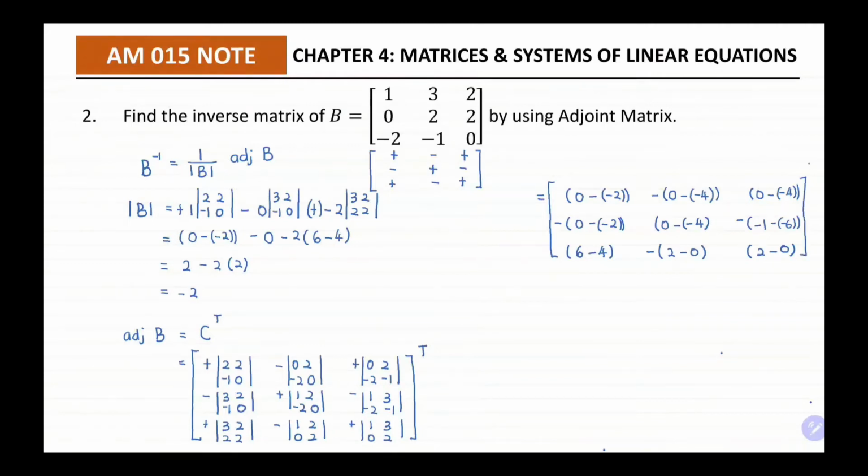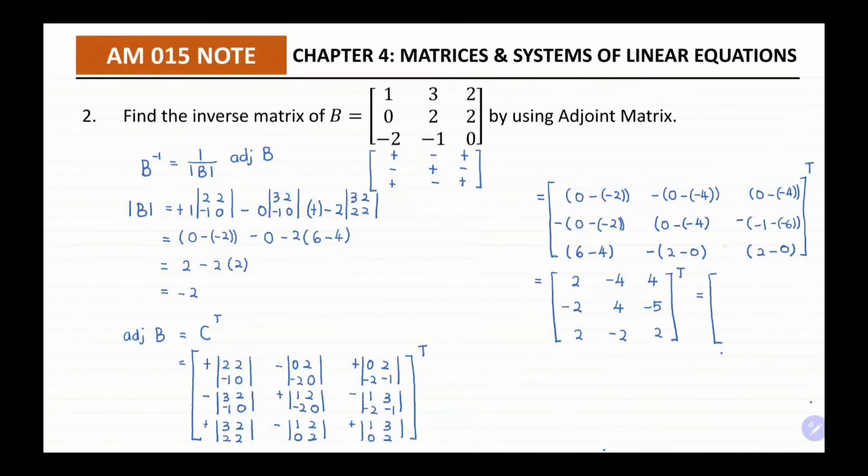And don't forget transpose. Okay, then we solve again. So we get 2, 0 plus 2 is 2. Negative 4, 4. Negative 2, 4. Negative 1 plus 6, 5. So negative 5, 2, negative 2. And last is 2. Okay, don't forget to transpose. So we get answer CT.